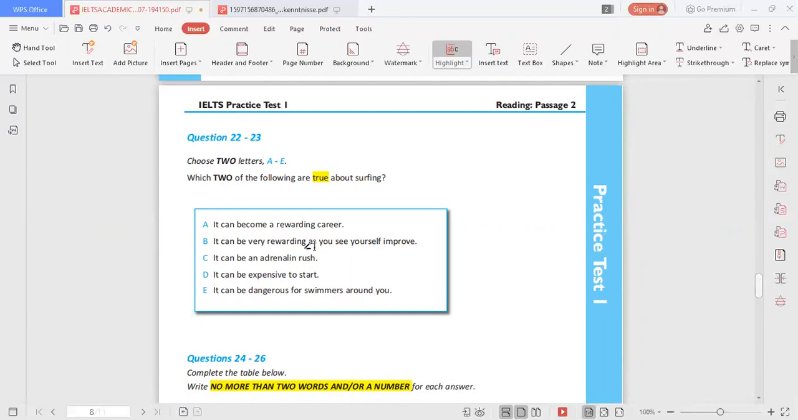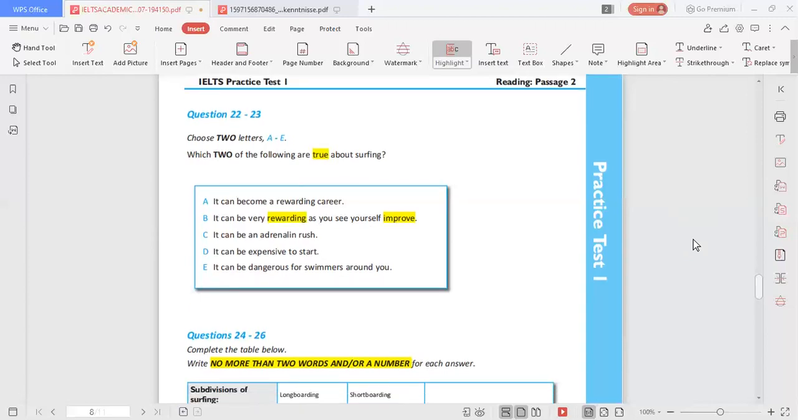So you've got what is true about surfing. One of them is B: it can be very rewarding as you see yourself improve. There's actually this word "rewarding" directly in there. And then for "improve", you've got to figure it out. There's a synonym, or I think a related word in the text that should help you.